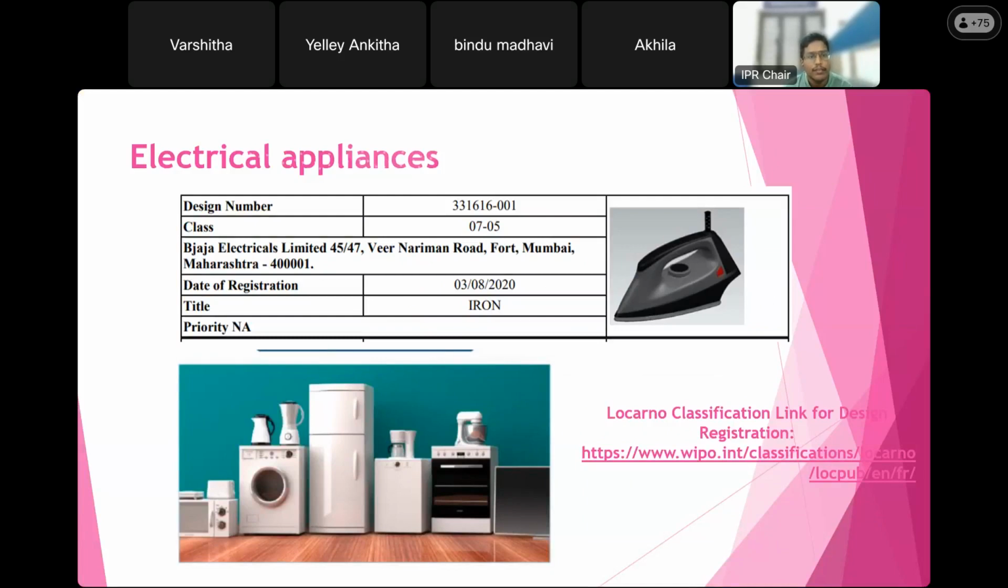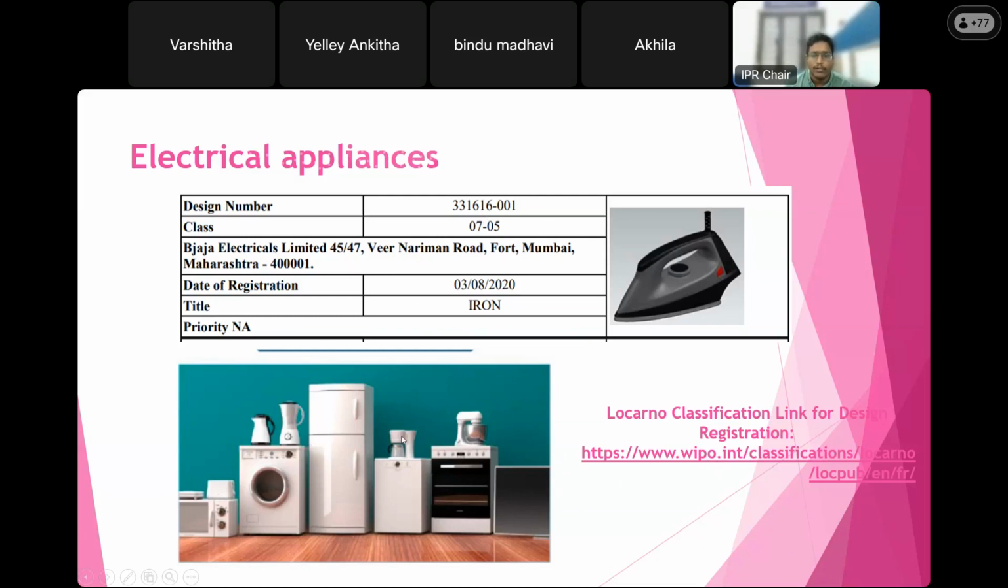Electrical appliances, you can see the design number and class is 7 and subclass is 05. So these are the date of registration, and title is iron. So iron basically is under class 7. This is standardized. This is called Locarno classification. This is the link for the Locarno classification. This classification is maintained by the World Intellectual Property Organization, which is in Geneva. So these are the several designs.